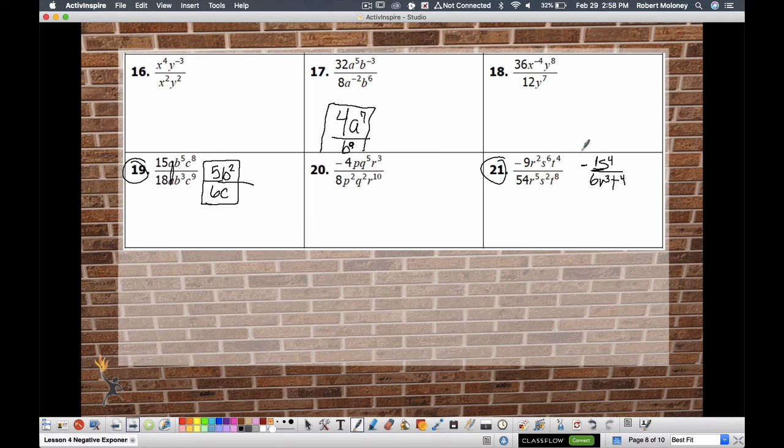All right, so I'd simplify this one step further and go s to the 4th over 6r cubed t to the 4th power. All right, now that you've got that, you guys are ready to get started on your homework. Take your time. Remember to apply the negative law last, and you'll be in great shape.